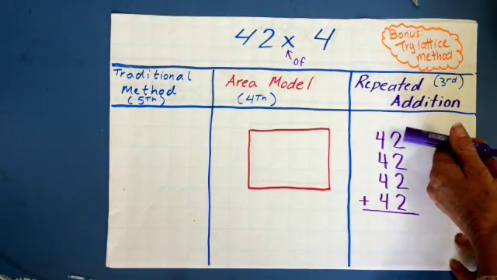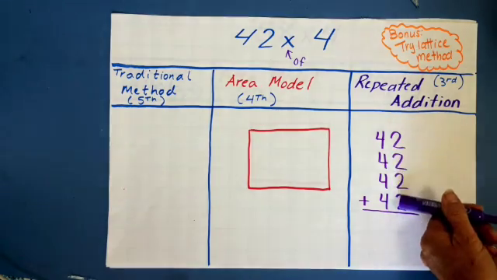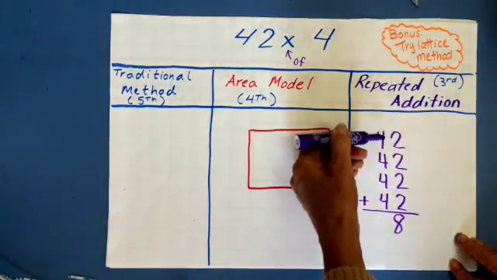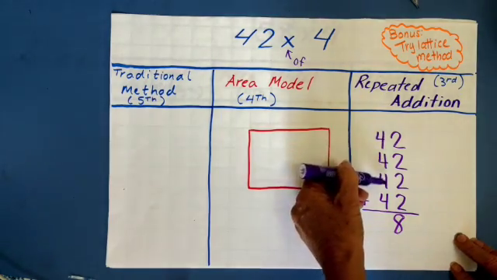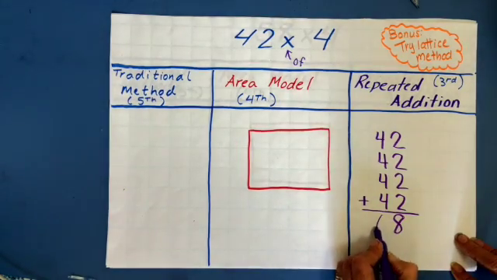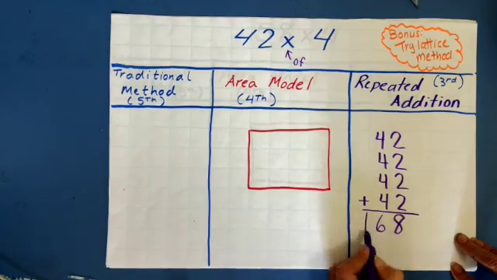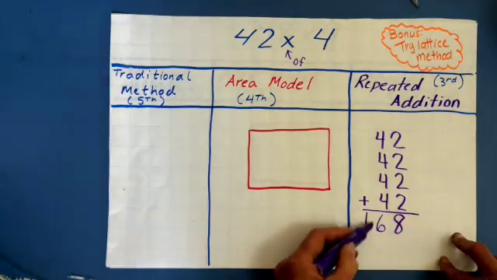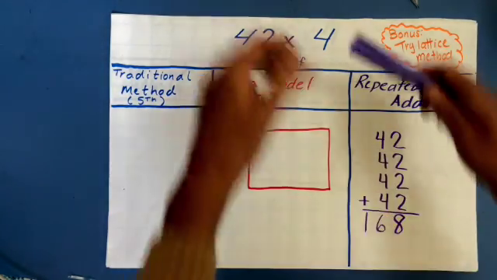Then I use my skip counting: 2, 4, 6, 8. This is an 8. And I use my skip counting of 4s: 4, 8, 12, 16. And I've got my answer. So I know 42 times 4 is equal to 168. Well, let's try a new method now.